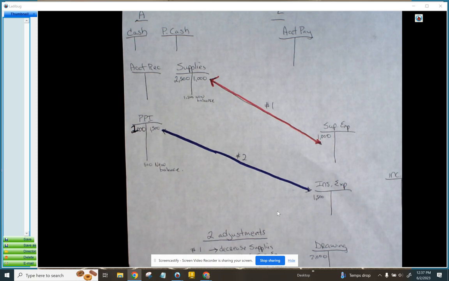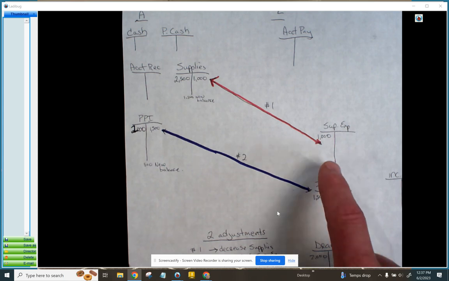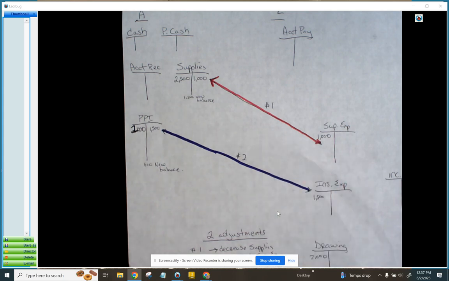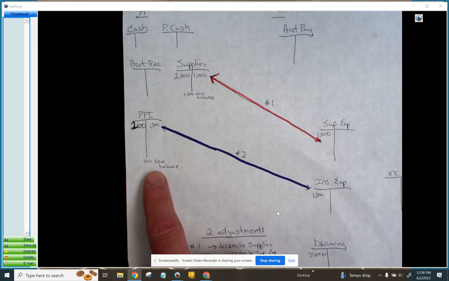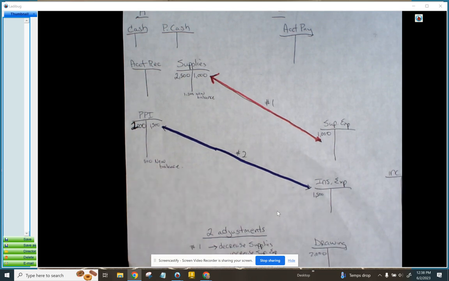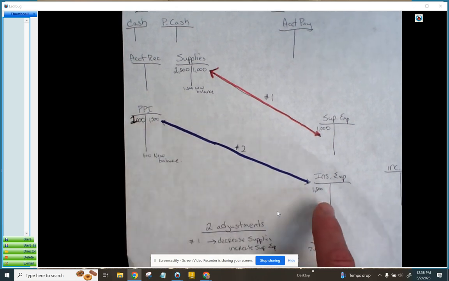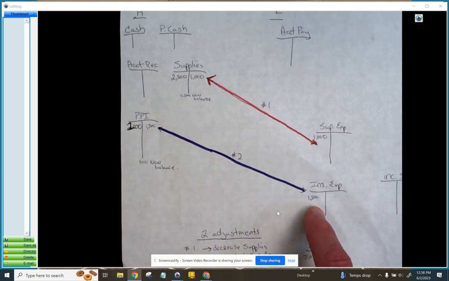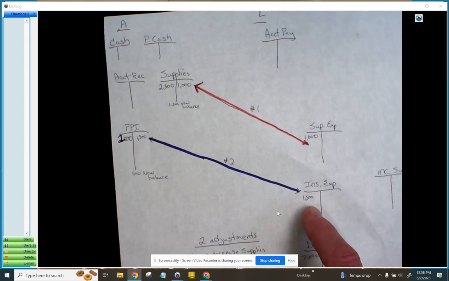So we're making supplies go down with a credit and making supplies expense go up with the debit, because expenses go up with debit. Same idea for prepaid insurance. You bought $2,000 in insurance, and now you have $500 in insurance left over, leaving you with an adjustment of $1,500, meaning that you need to make your prepaid insurance go down $1,500. Assets go down with credits, and then expensing it, expenses go up with debits. So insurance expense goes up with debit.